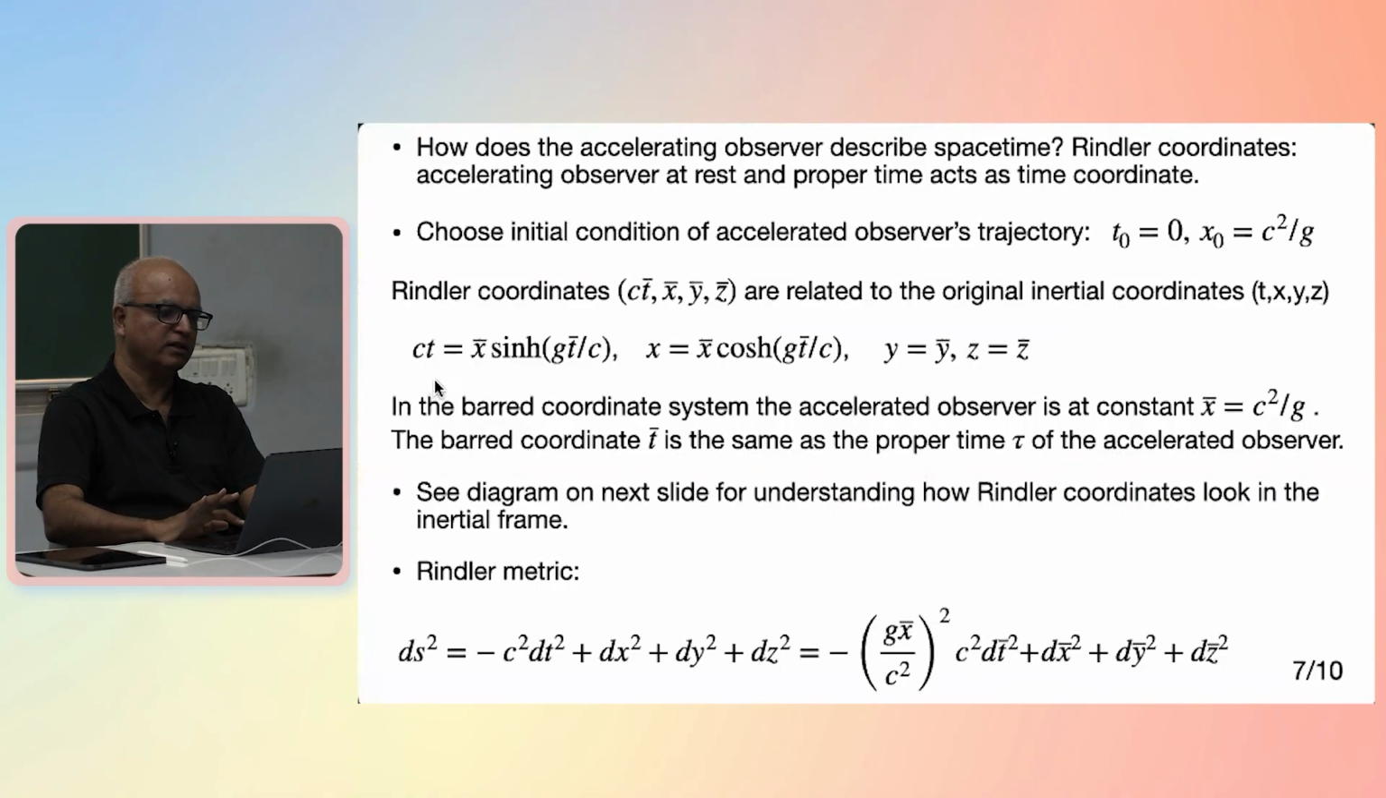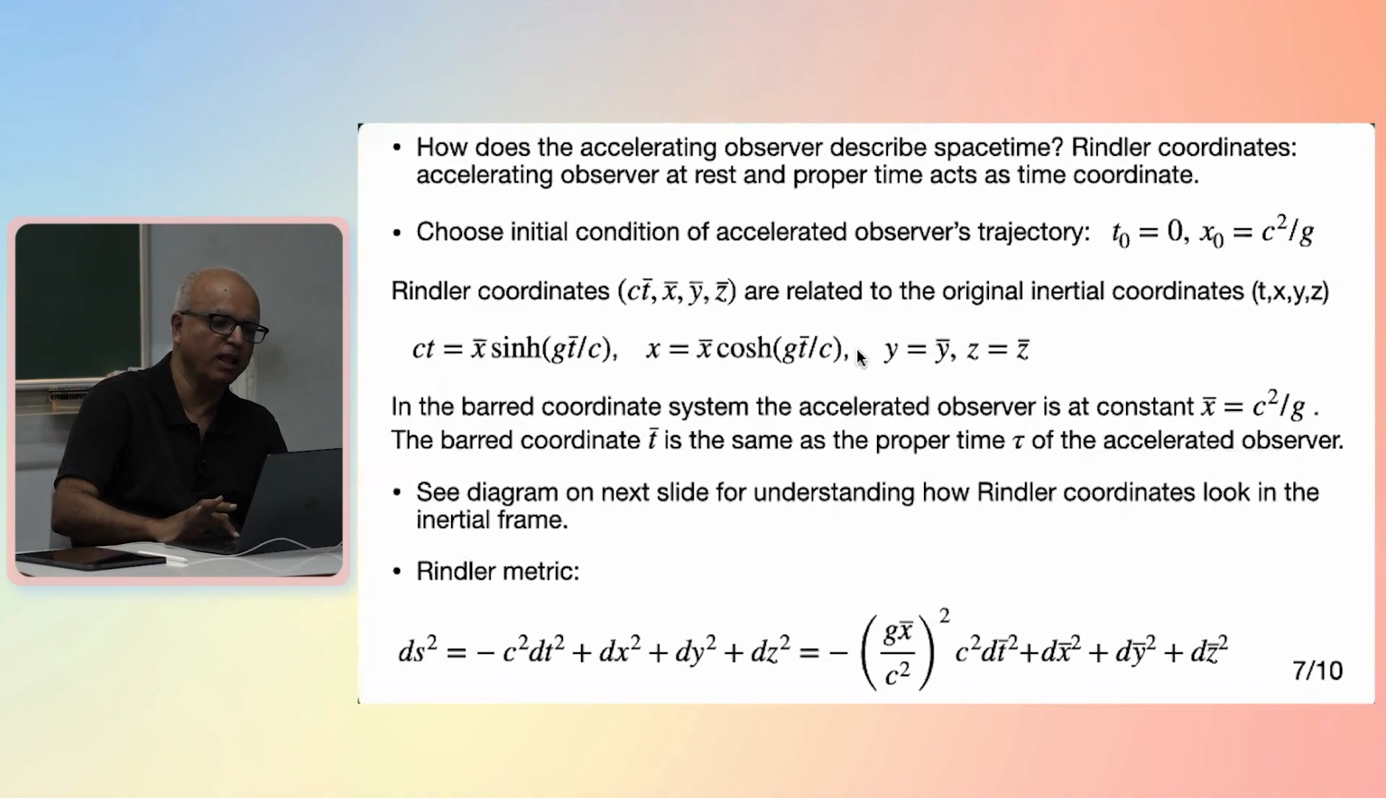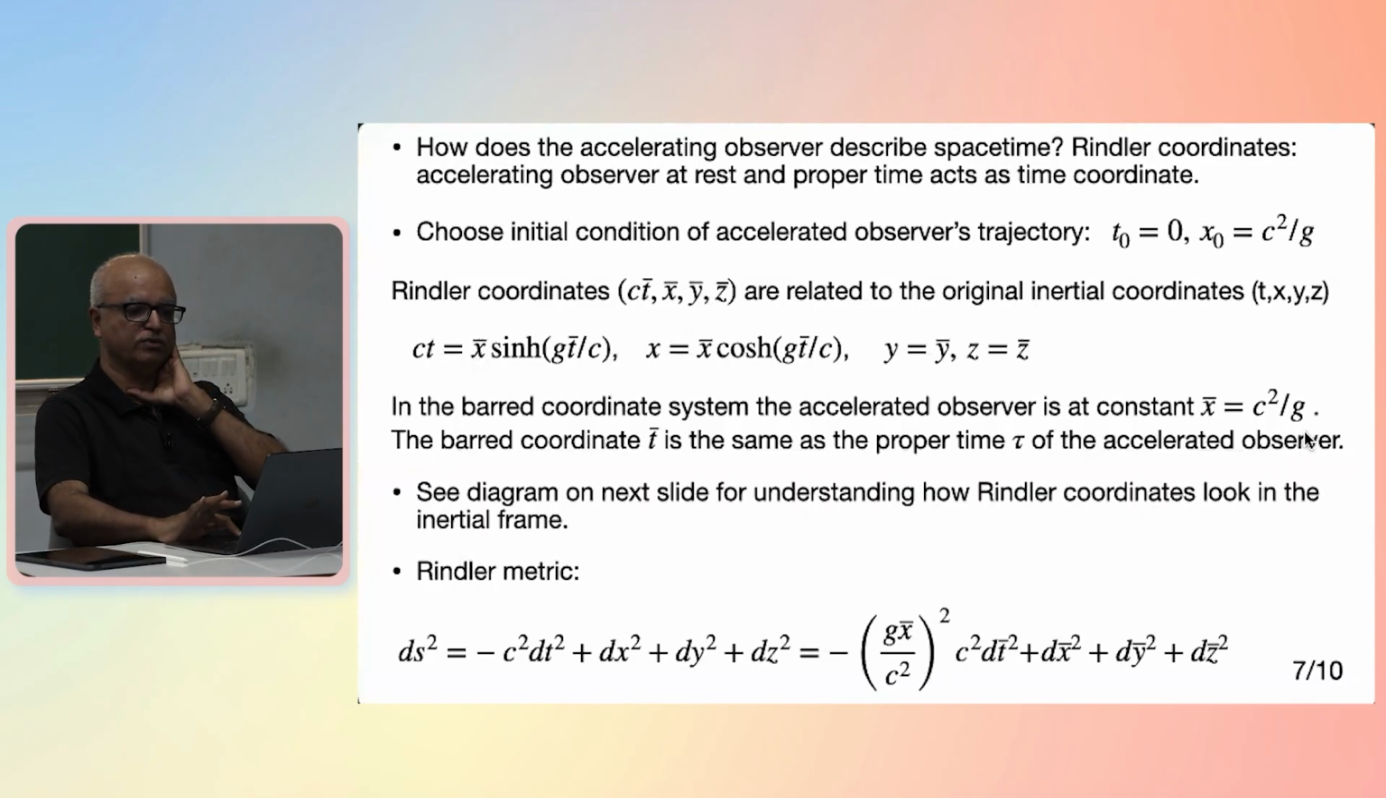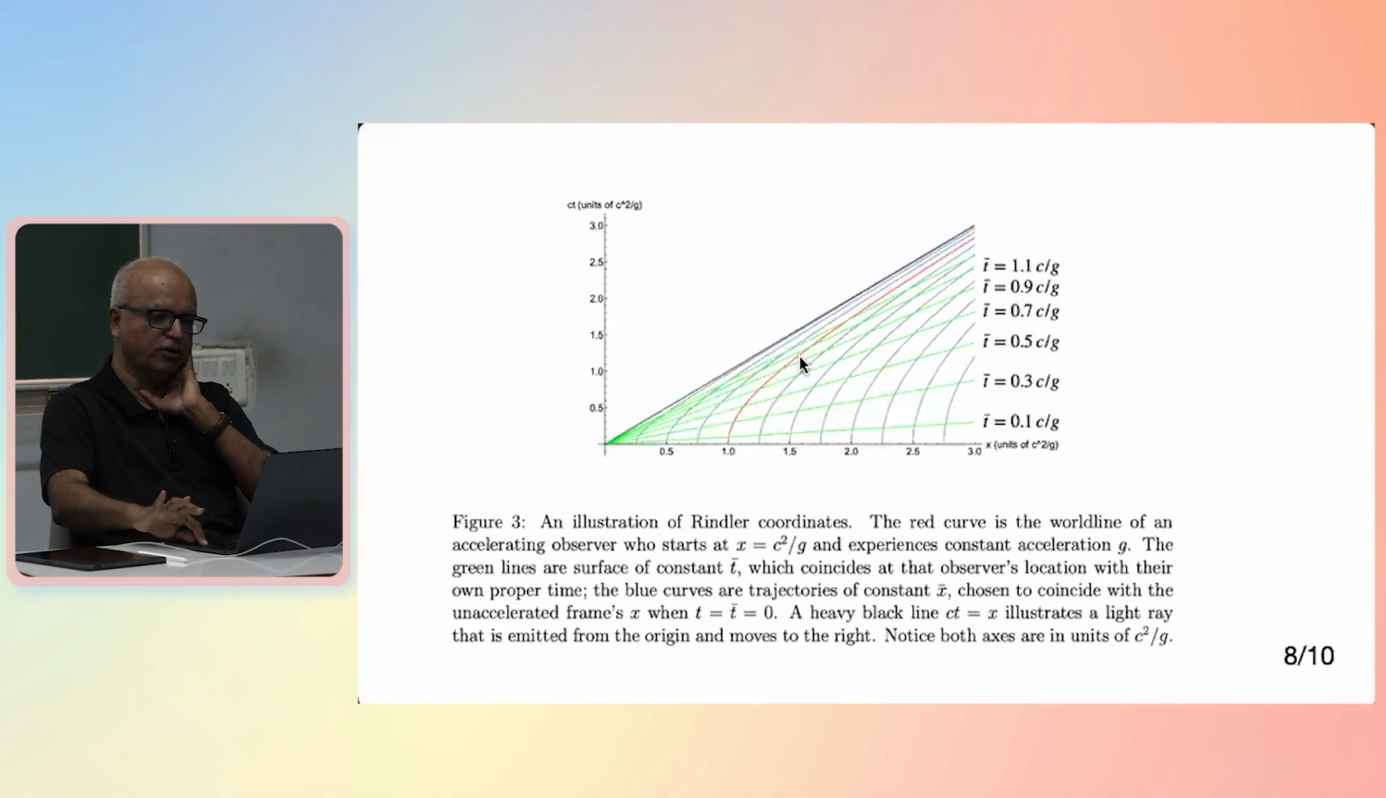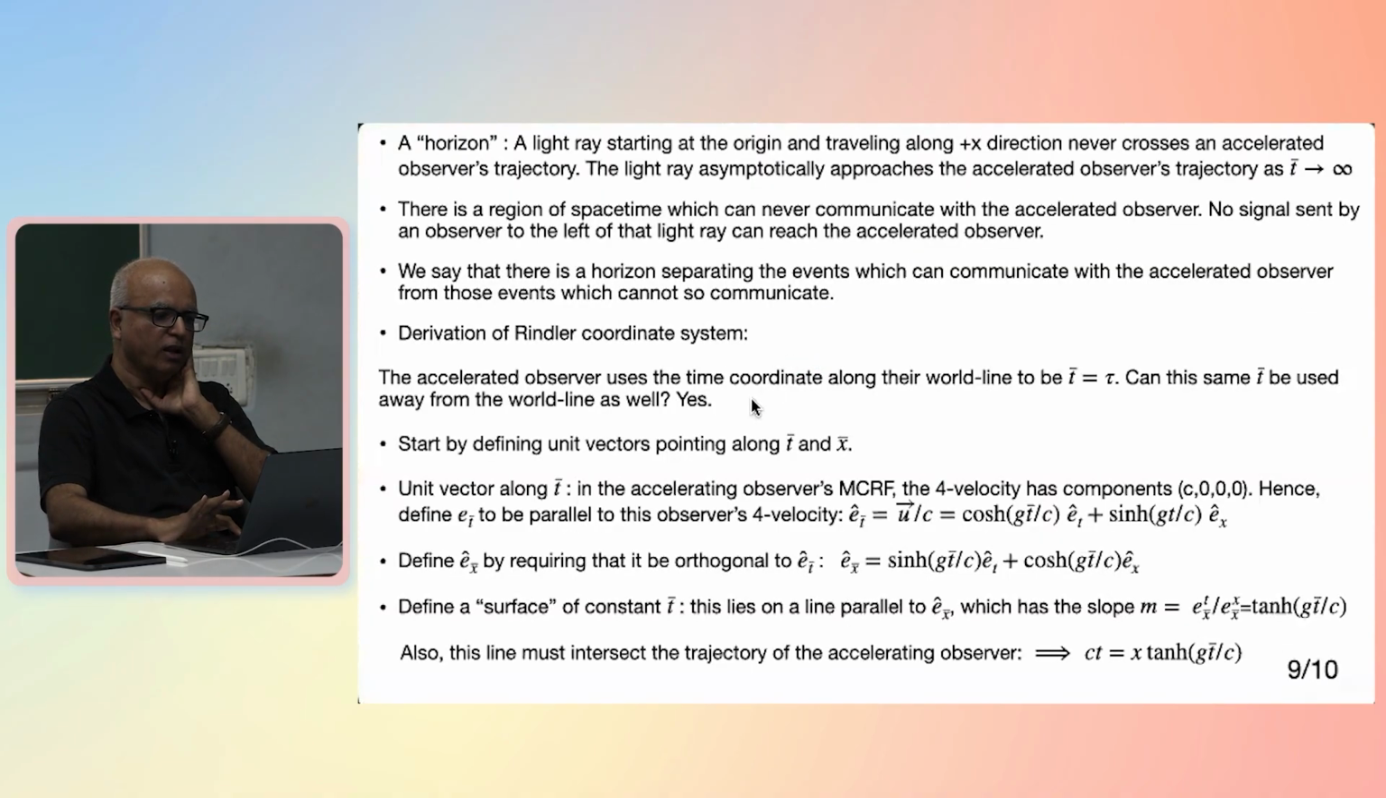I said the Rindler coordinates are x bar and t bar, and they are related to the inertial observers' x and t by this relation. I didn't prove this, and I want to prove this, where x bar equals a constant value c square by g for the accelerating observer. X bar will label the whole coordinate system, but it is constant for the accelerating observer, and t bar is the accelerating observer's proper time. Okay, so now the derivation of the Rindler coordinate system.